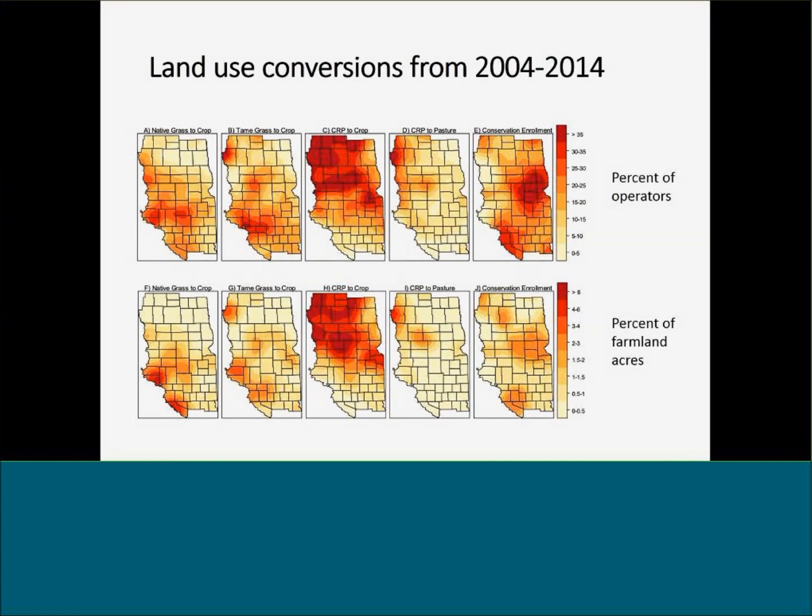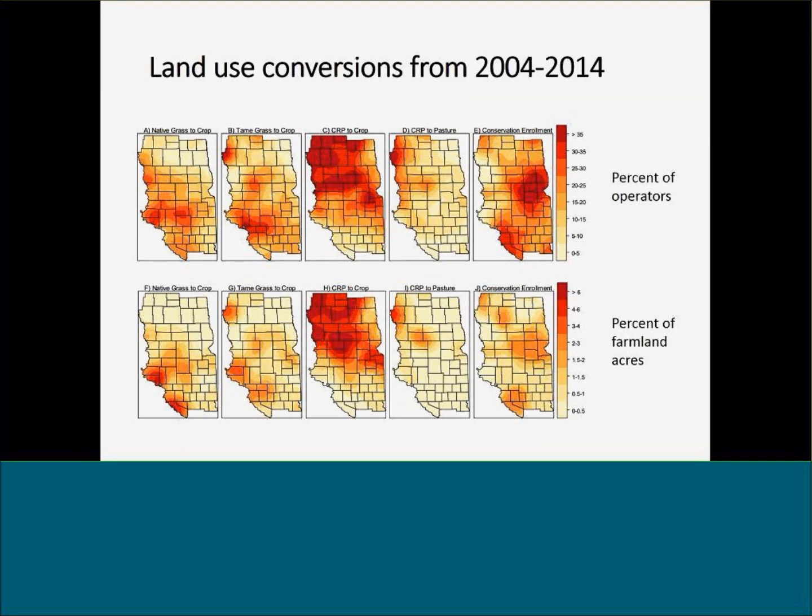Now let's look at some specific land use conversions. This is where it starts to get interesting. So here, again, we've got these smoothed estimates. The top row is the percent of operators. So out of all operators surveyed within the local area, what percent made the particular type of land use change? Whereas on the bottom, we're looking at the percent of farmland acres. So relative to the total or the sampled farmland acreage in the local area, what was the total acreage of change? And if you look on the left, we have change in native grassland.